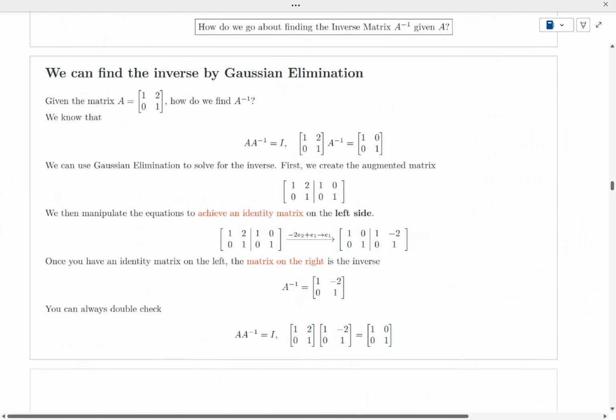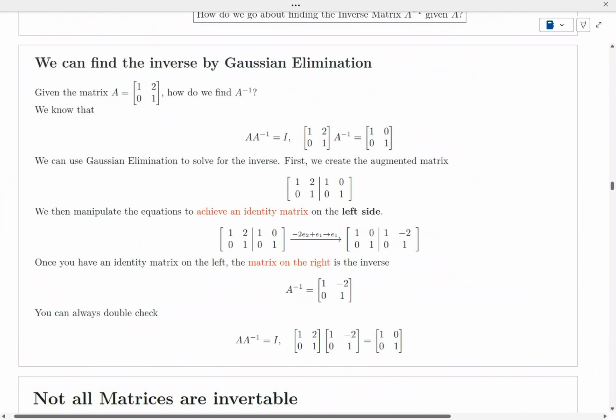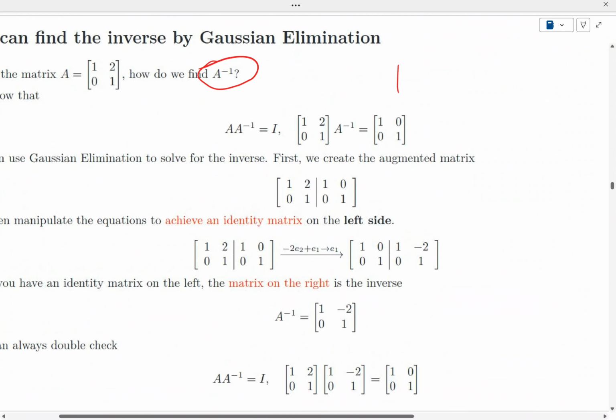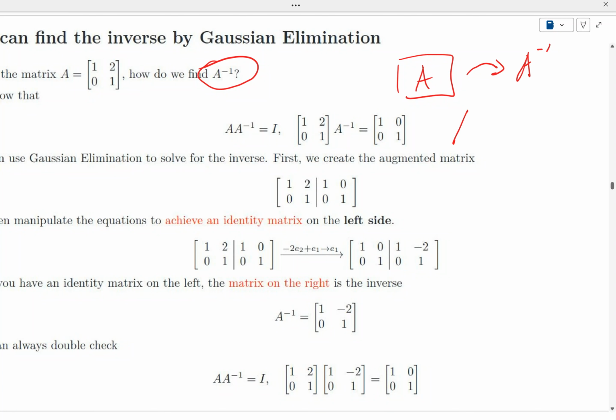All right. Now, how do we go about finding the inverse? If we know A, how do we go about finding A inverse? Well, it's actually pretty easy. Remember previously we have Ax equals y, and the way we solve this is through Gaussian elimination. It turns out that you can use Gaussian elimination to find the inverse as well.